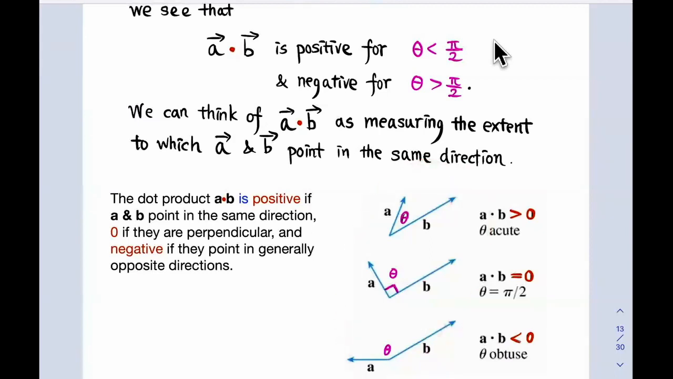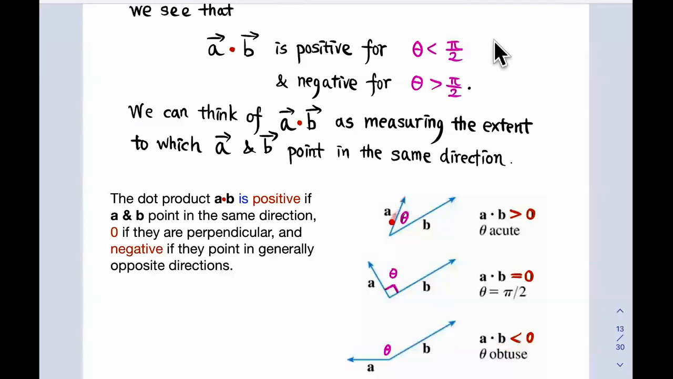Let's see it. When theta is between 0 and pi over 2, the dot product is positive. When theta is pi over 2, the dot product is 0. What do you call an angle between pi over 2 and pi? Obtuse. Okay, an obtuse angle. Then the dot product will be negative.